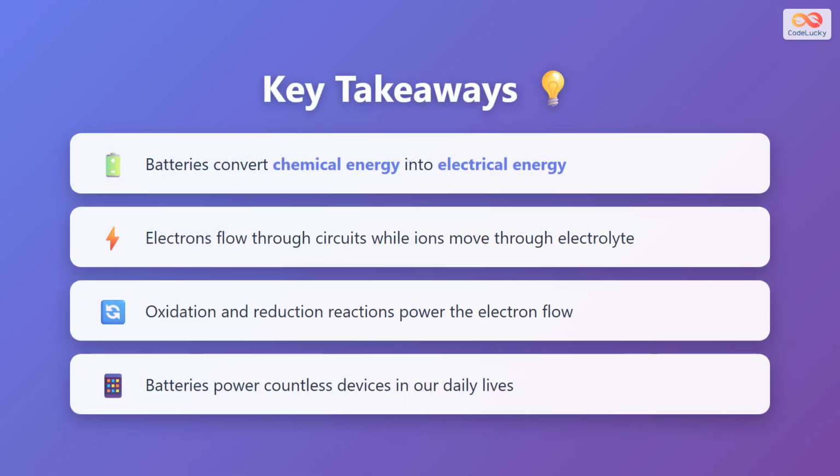Let's review the key concepts. Batteries convert chemical energy into electrical energy through electrochemical reactions. Electrons flow through external circuits to power devices, while ions move through the electrolyte to complete the internal circuit. Oxidation and reduction reactions work together to power the electron flow. Finally, batteries are essential portable power sources that power countless devices in our daily lives, from small electronics to electric vehicles.